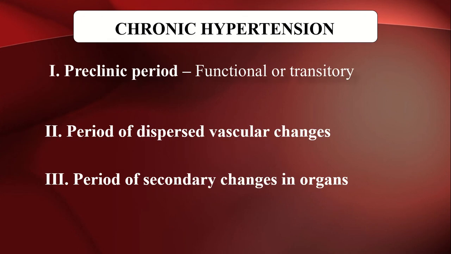But chronic hypertension continues in three periods. First, the preclinical period, or the transitional, functional, or transitory period. Second, the period of dispersed vascular change, and third, the period of secondary change in organs.